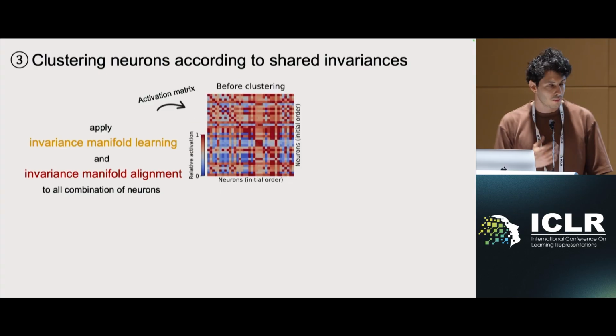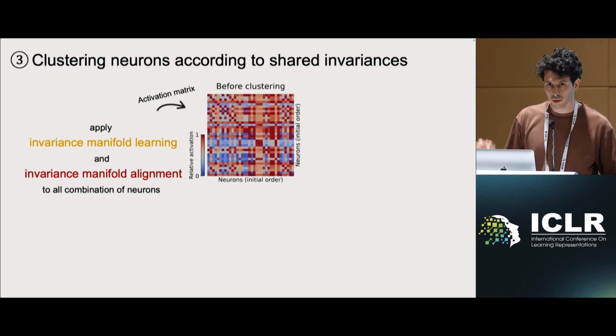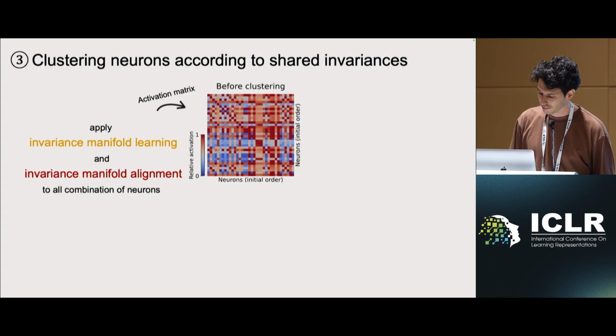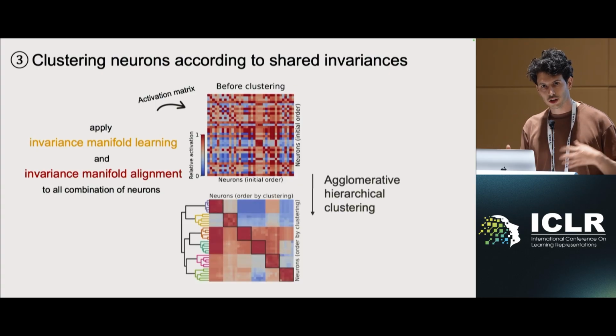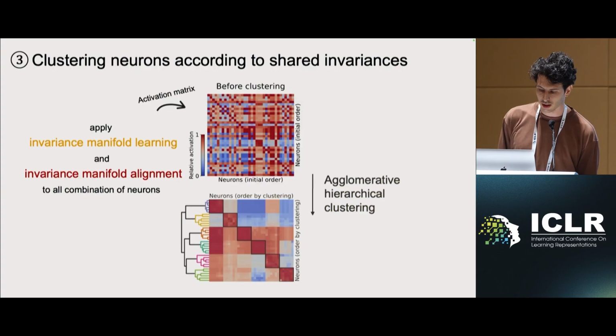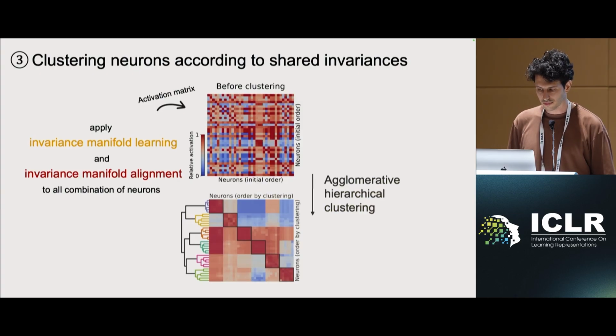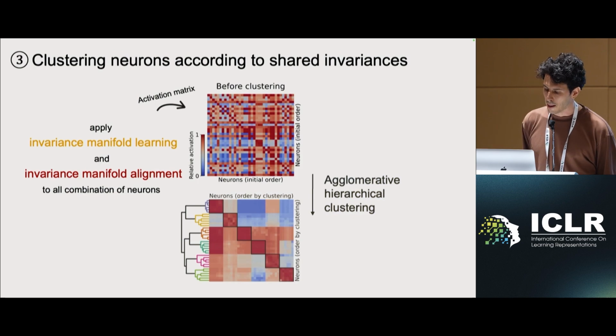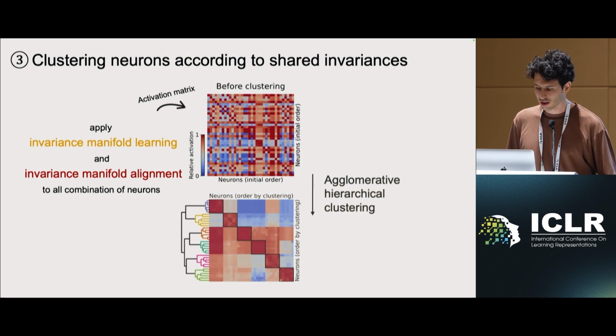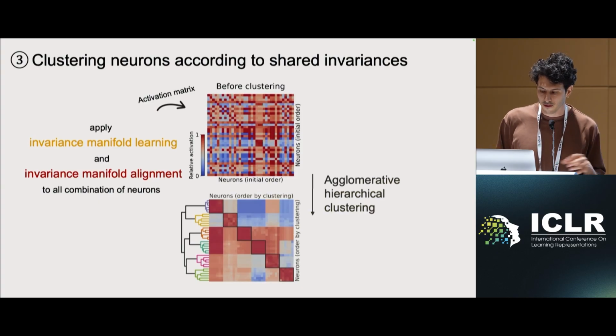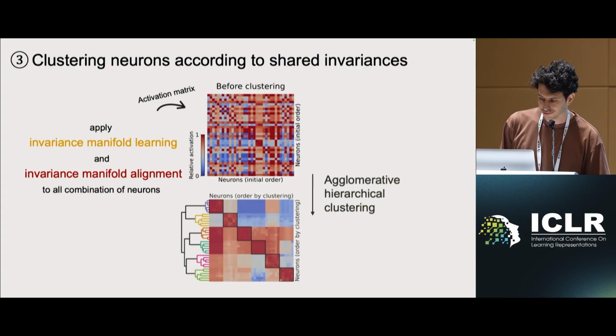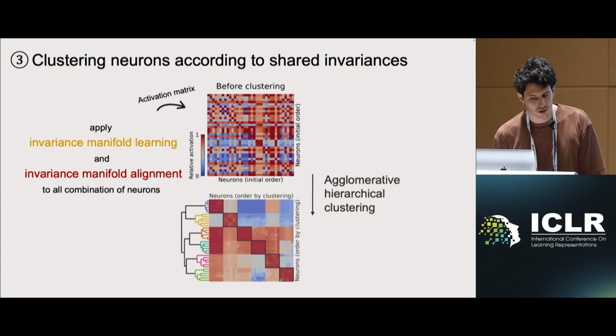So the invariance matrix might look a little bit like this when we have a larger population of neurons. And as it captures functional similarities in neural encoding across neurons, we can cluster it using a clustering algorithm, such as, for instance, agglomerative hierarchical clustering. And in this way, we can find groups of neurons that share common invariances. Let's now look at some results.